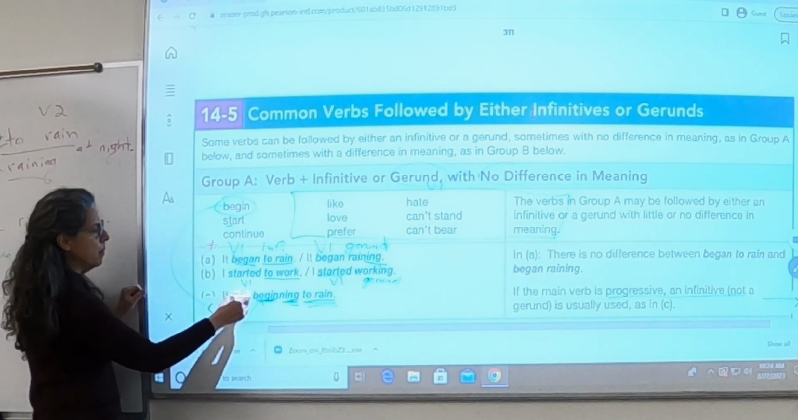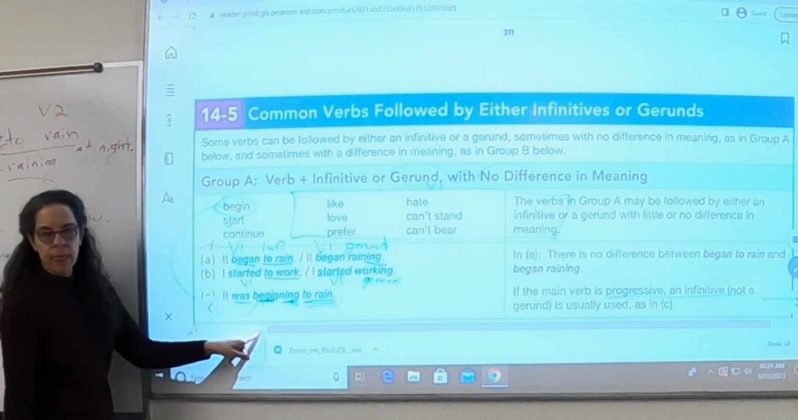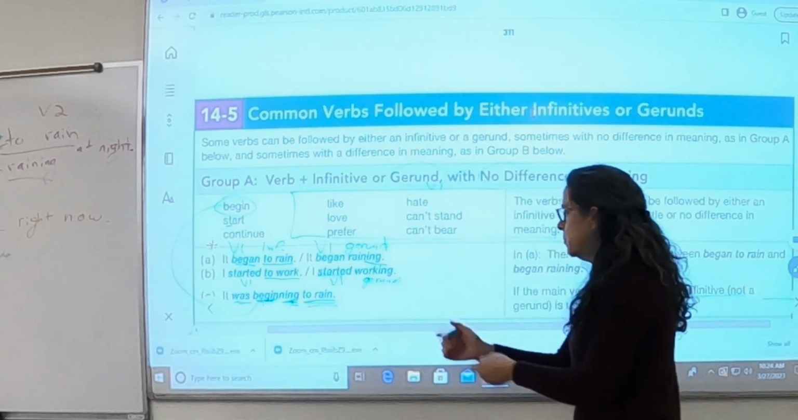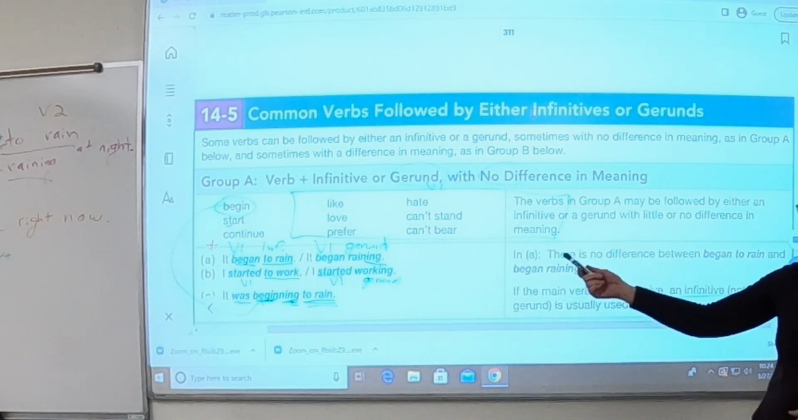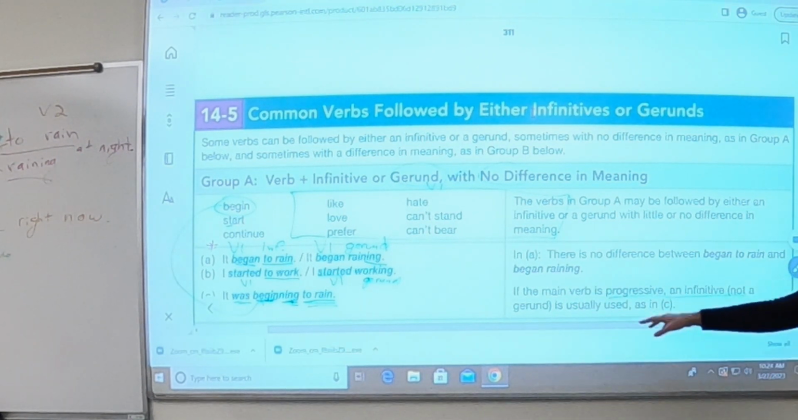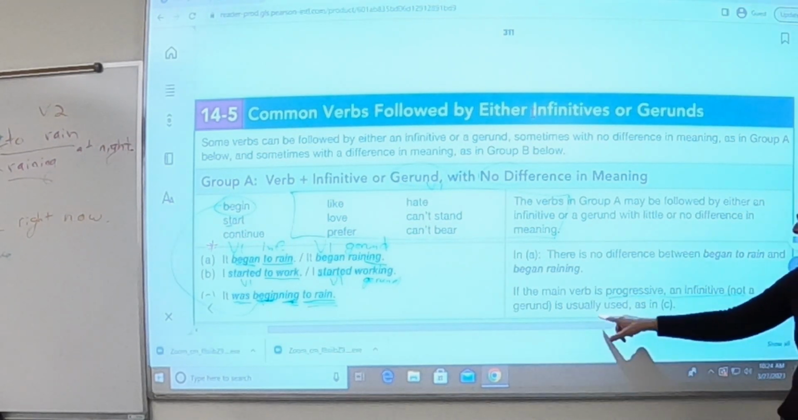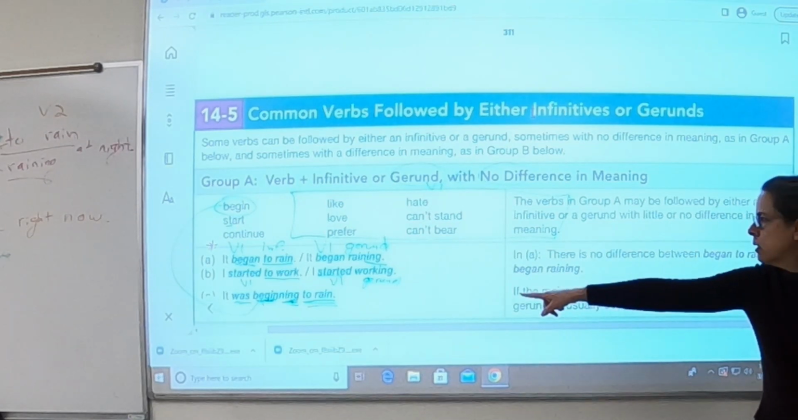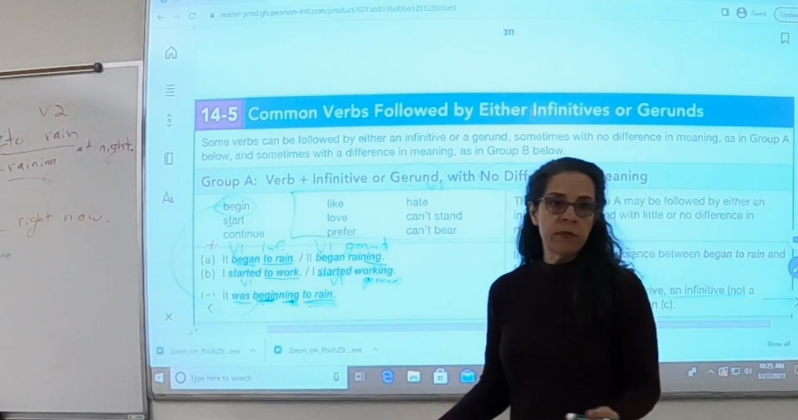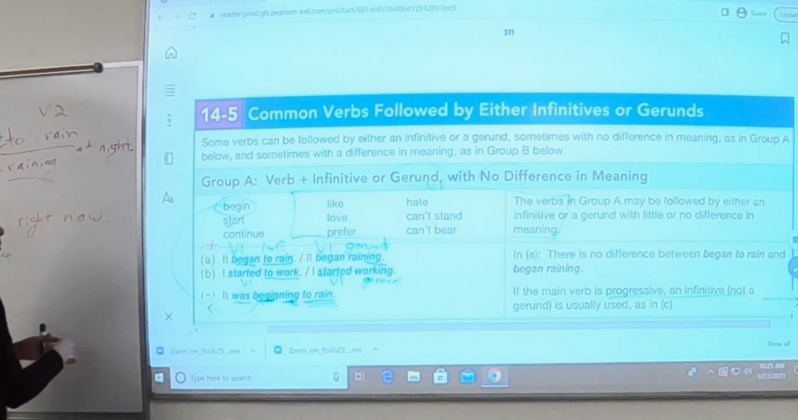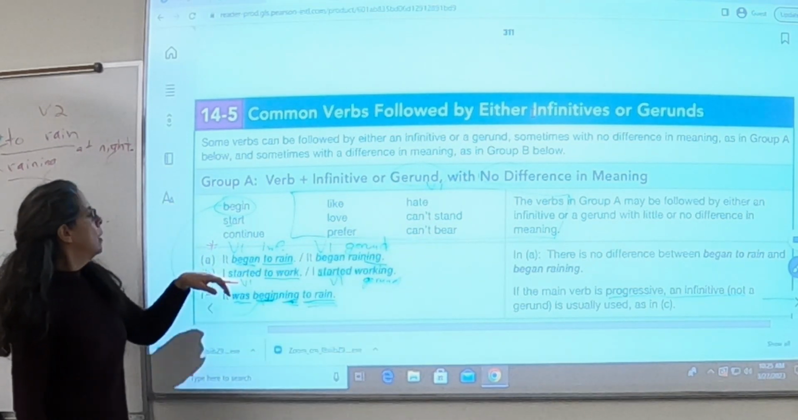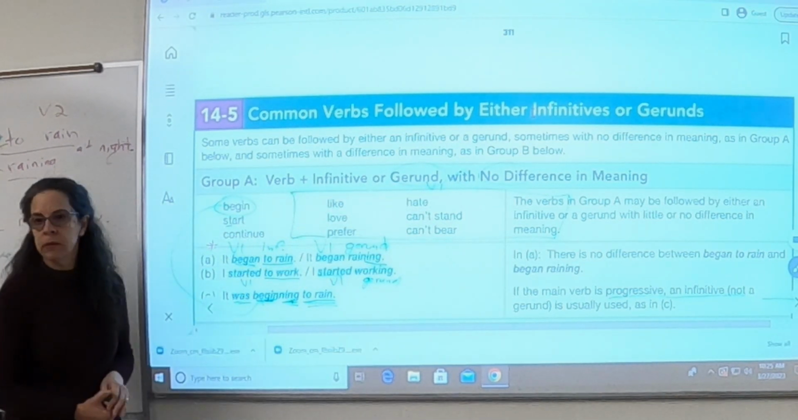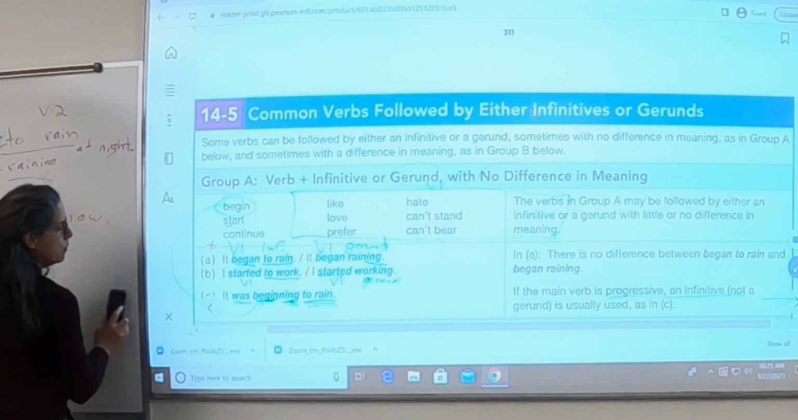Because the first verb, verb number 1, is progressive. Okay, so it's in the past progressive. You could also have future progressive. You could say will be beginning. If the main verb is progressive, an infinitive and not a gerund is usually used, like it was beginning to rain. That's kind of important, I think, because these are pretty common verbs. Not this one, but all of the other ones are very common. So that's an important thing.